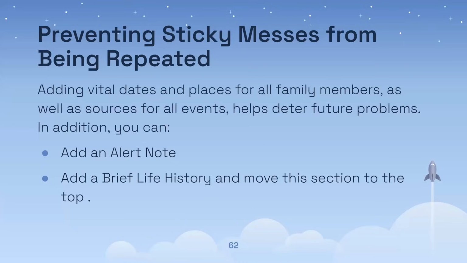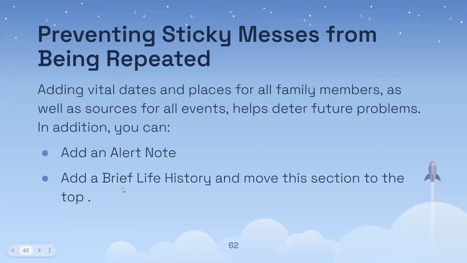And another thing I think, honestly, is just psychological. They look at it and they see, oh, there's 10 sources. It looks like this person has been well researched, so I probably need to think twice before making changes. You can also add an alert note to say, hey, please don't remerge this person with PID 1234567 or whatever, if they keep getting merged with the wrong person.